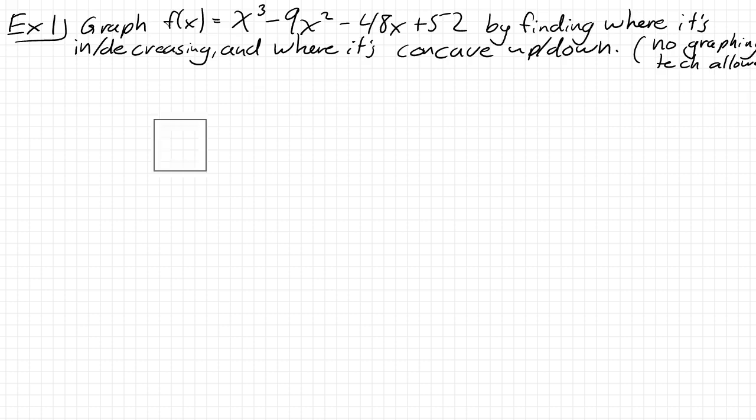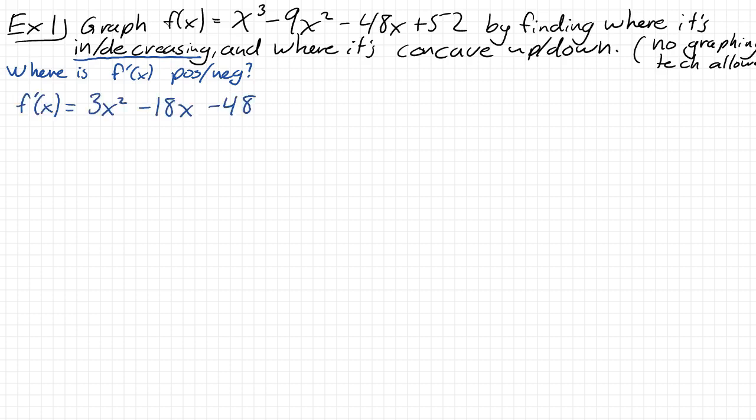So anyways, let's give this a shot. Let's see how we can do it. First, to see where it's increasing and decreasing, we need to know when the first derivative is positive and negative. So let's go through how to find out what values of x make f prime of x positive and what make it negative. That will answer this question about increasing and decreasing. So to do that, we're going to need to find the derivative of this, like so. So that's the first derivative.